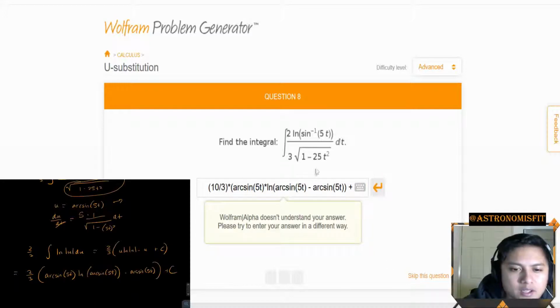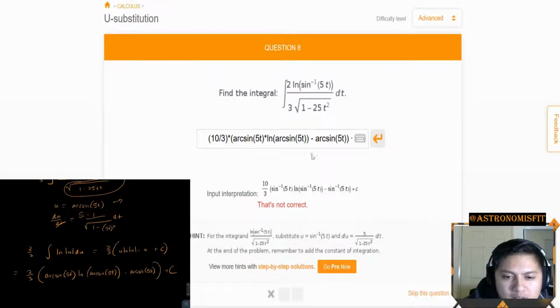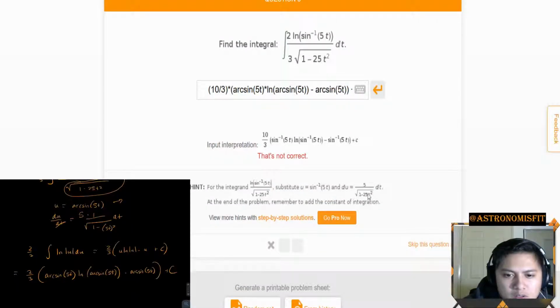Oh, it doesn't understand my answer. So what don't you understand? So it doesn't like the fact that I closed this, maybe? So I have one parentheses here. Log, oh, maybe another parentheses right there. Okay, let's try that. That is not correct. Okay, fine. Let's see, hint. Now that's exactly what I had here.